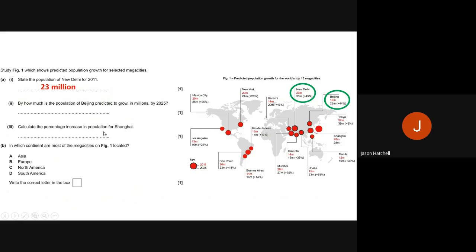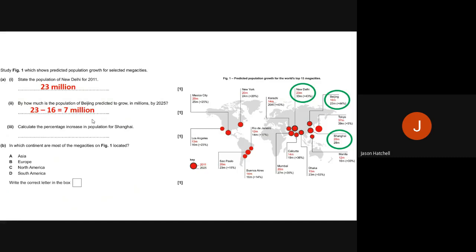All right. So how do we work that out? 23 minus 16, and that gives us 7. So the difference it's expected to grow by is 7 million. Again, write the word million, please, not 7. The third question, part 3, is slightly harder. This involves some mathematical skill. Calculate the percentage increase in population for Shanghai. So again, I go back to my resource. Find Shanghai. I've circled it for you now.